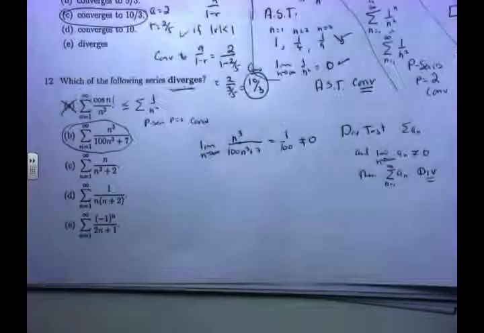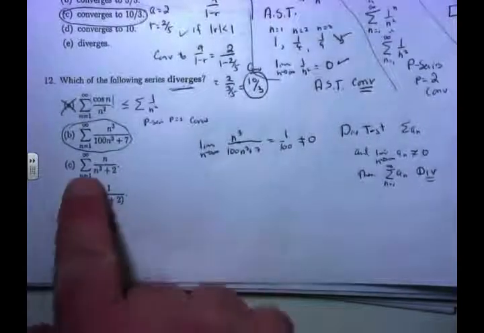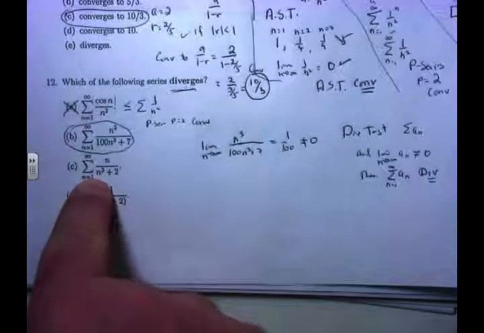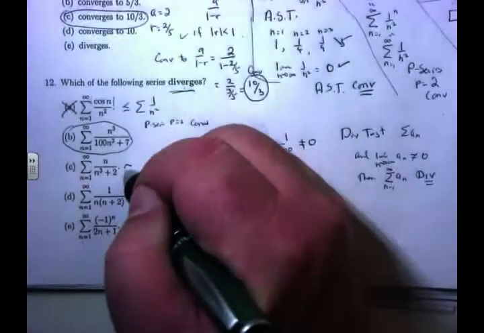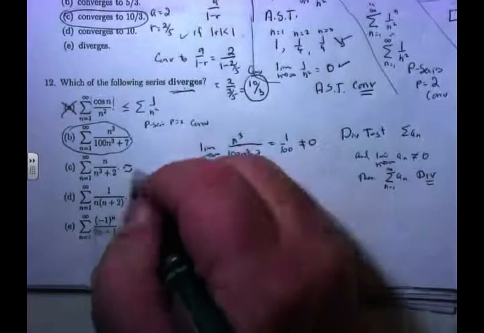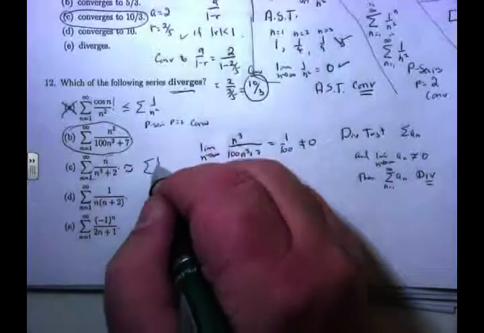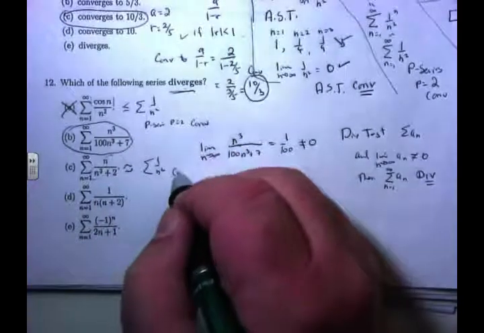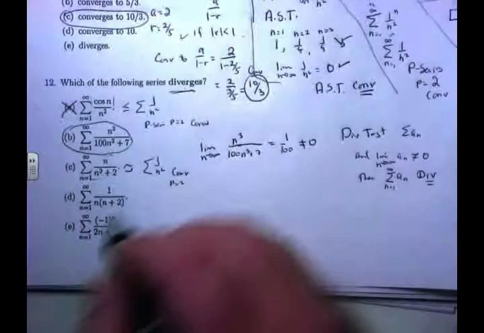But I will prove you the rest of the way. You see this guy right here? I would do a comparison test. What would you compare this thing to? I would compare it to 1 over n squared, which is a P series, which converges, because P equals 2.